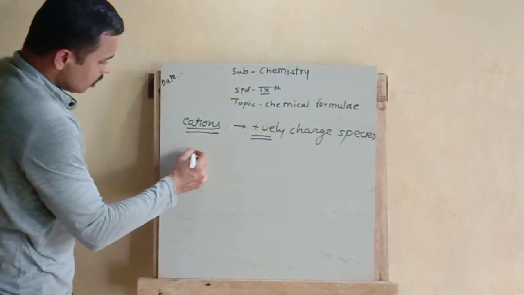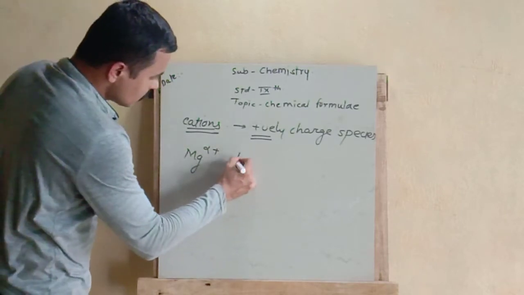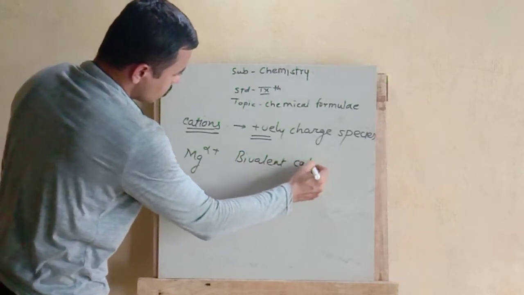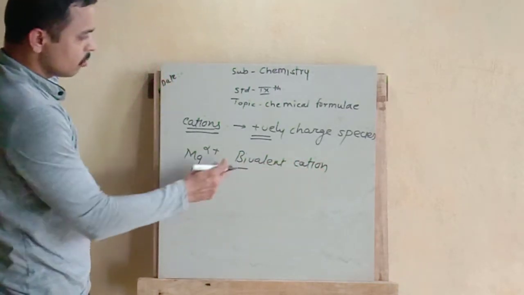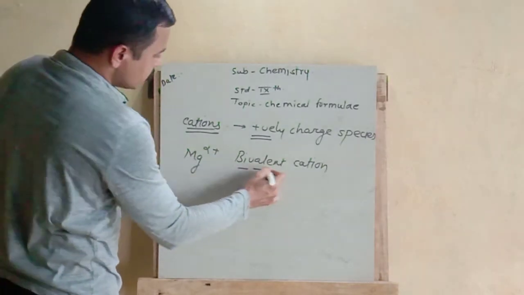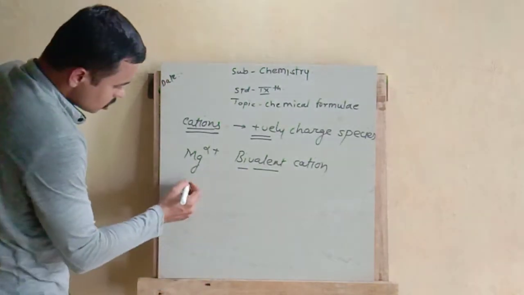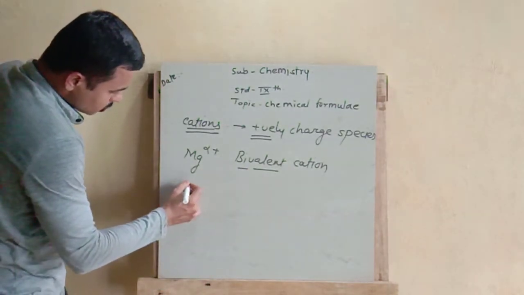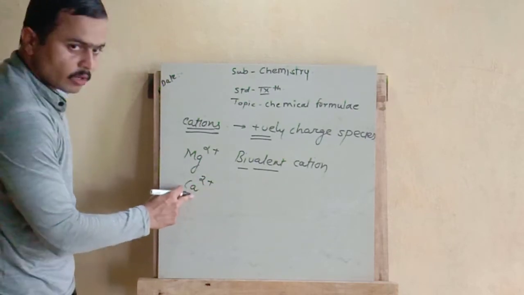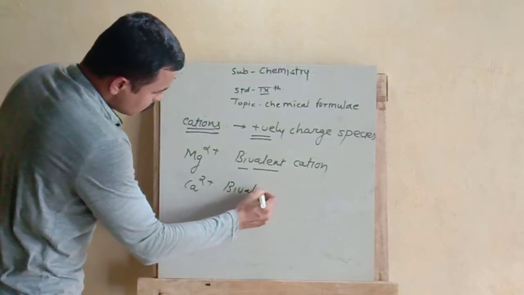So for example, magnesium, it has a plus 2 charge, so it is bivalent cation. Why bi? Bi stands for 2. Valent means valence is 2. Bivalent cation. Suppose if I have calcium 2 plus, Ca stands for calcium 2 plus. So it is what? A bivalent cation.